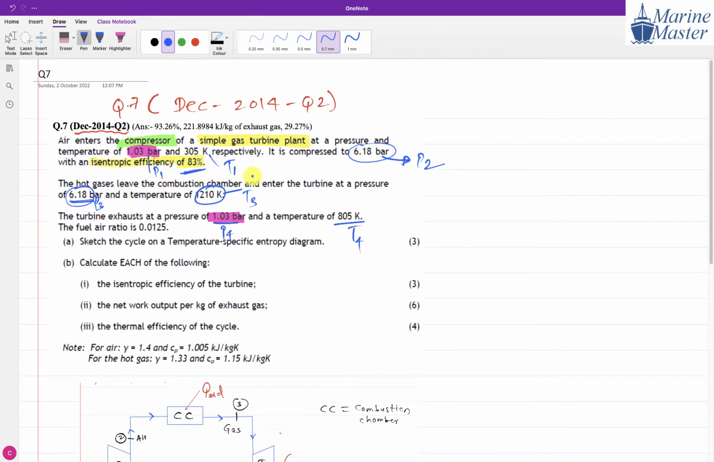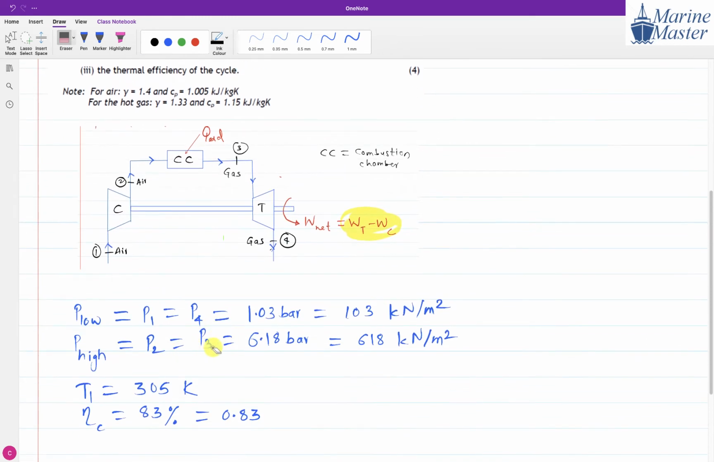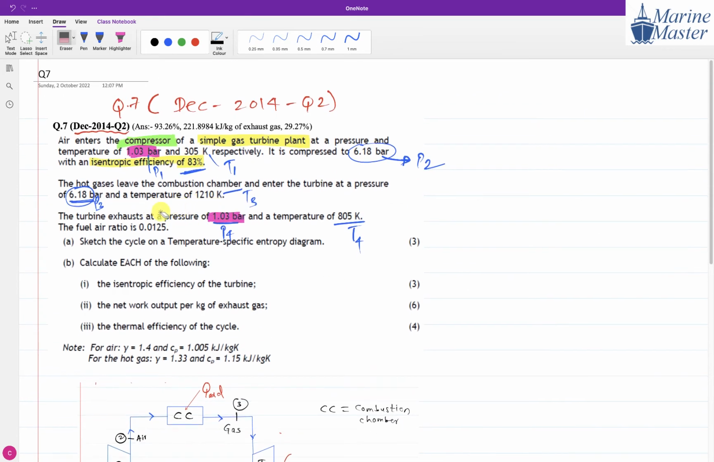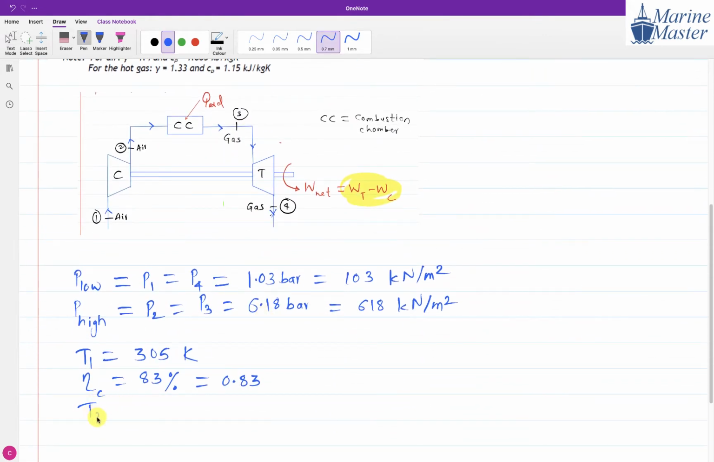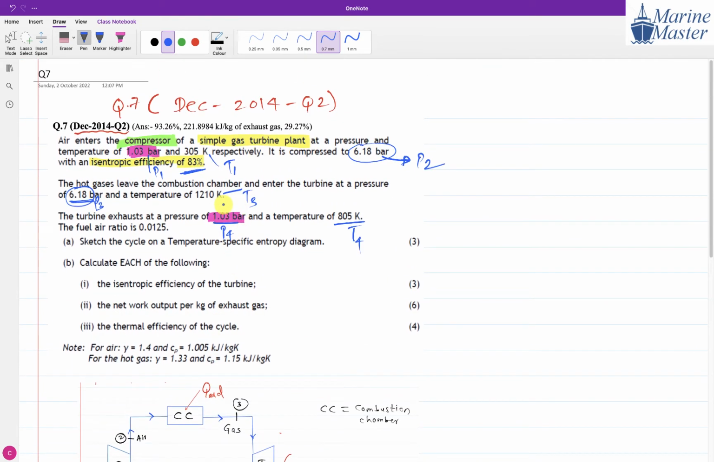Hot gases leave the combustion chamber and enter the turbine at a pressure of 6.18 bar and a temperature of 1210 Kelvin. We have already written this P3. Here, P2 and P3 are 6.18 bar. This 1210 Kelvin is the temperature of point 3. So T3 will be equal to 1210 Kelvin.